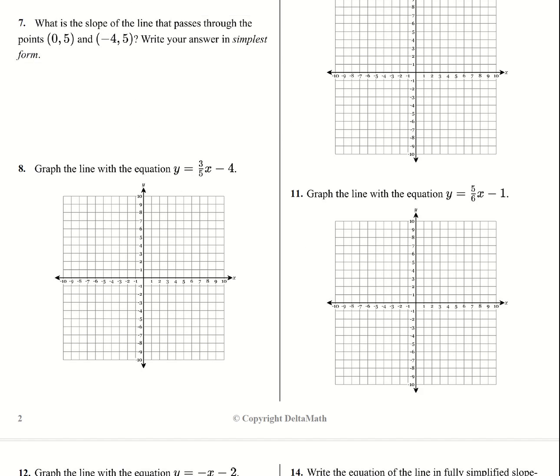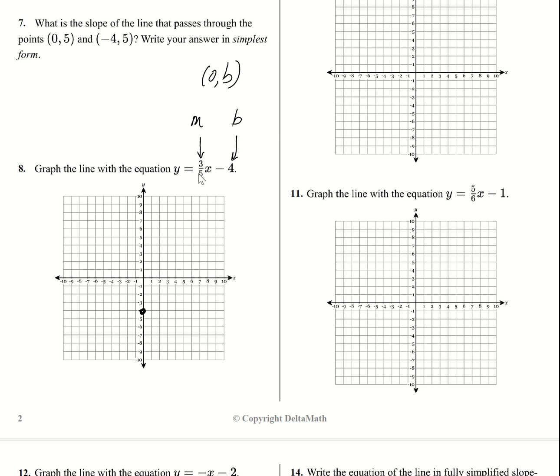Okay, now here I'm looking at number 8. They're asking us to graph a line with the equation y equals 3/5 x minus 4. This is in the slope-intercept form, so it's in the form y equals mx plus b. So this 3/5 is m. Then minus 4 is b. So b is our y-intercept. I know that the y-intercept is at the point 0, b, and in this case, it would be 0, negative 4. So that's where I'm going to start, at the point 0, negative 4. I graphed that right here.